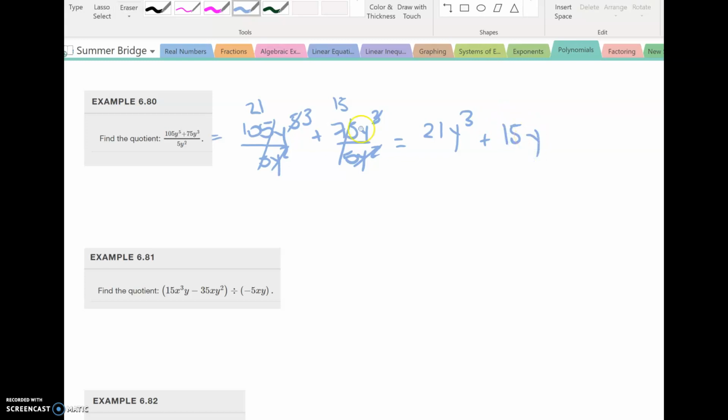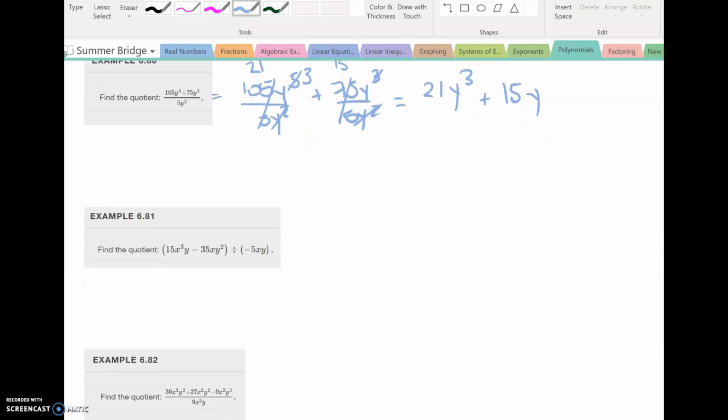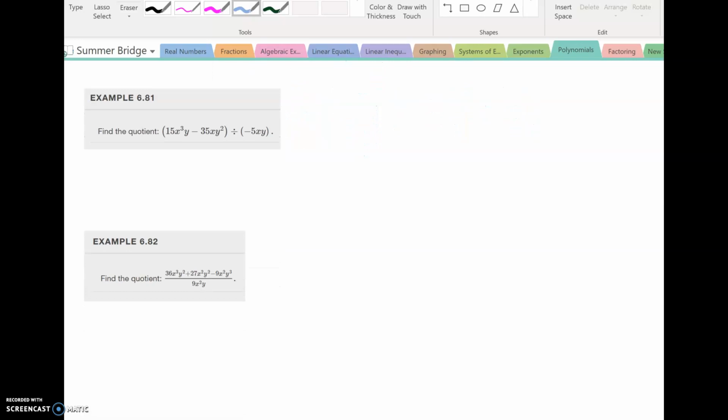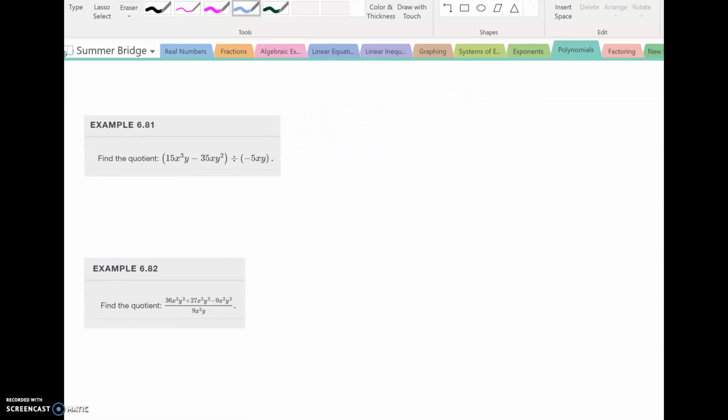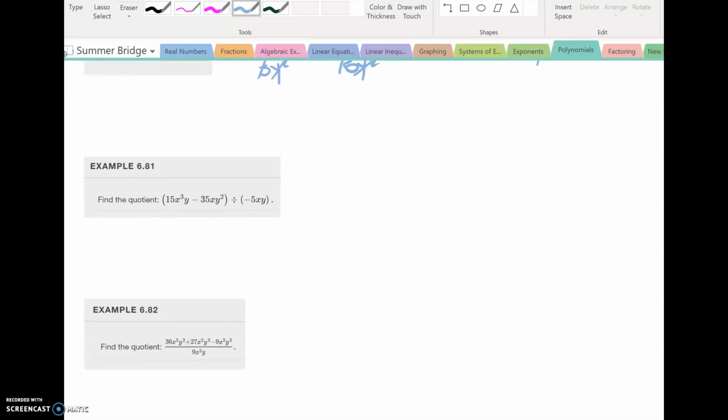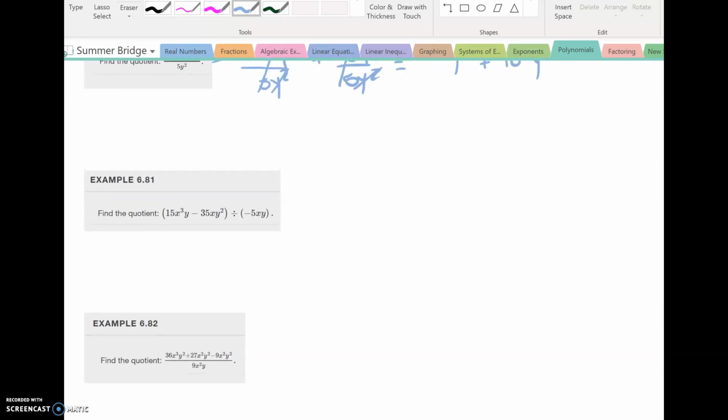15y. And that's our answer. Okay. Now notice, in the next example, I have not just one variable, but I have two. So that's something a little bit different than we've seen before. So first I'm going to rewrite it as a division problem with the fractions.